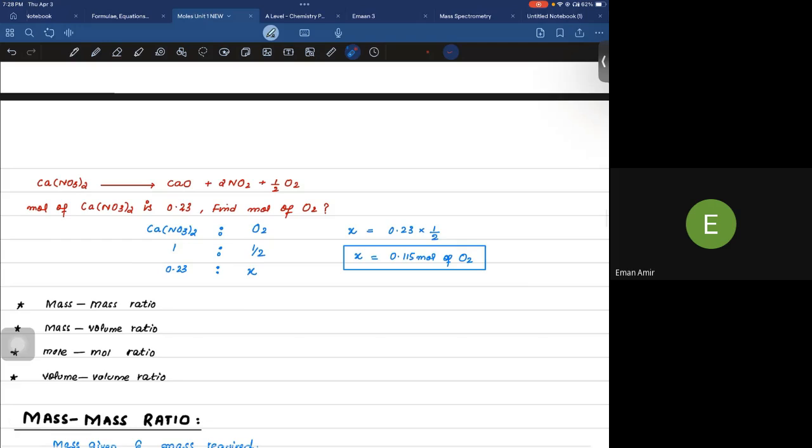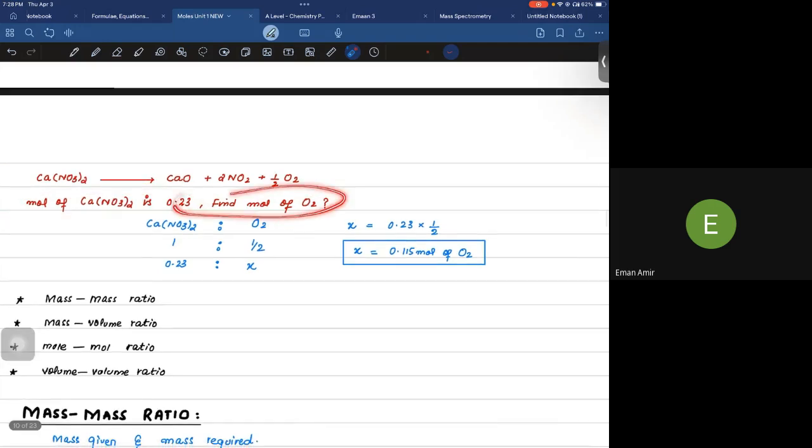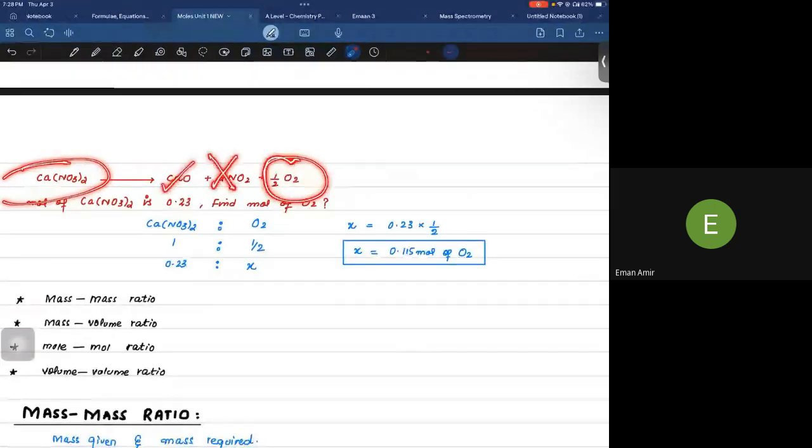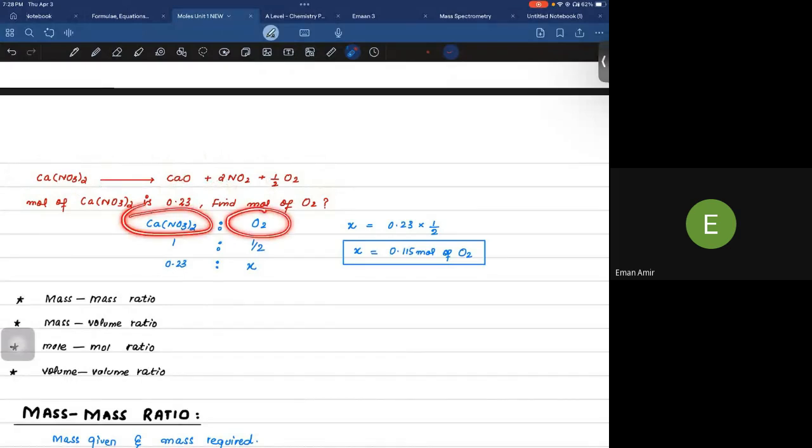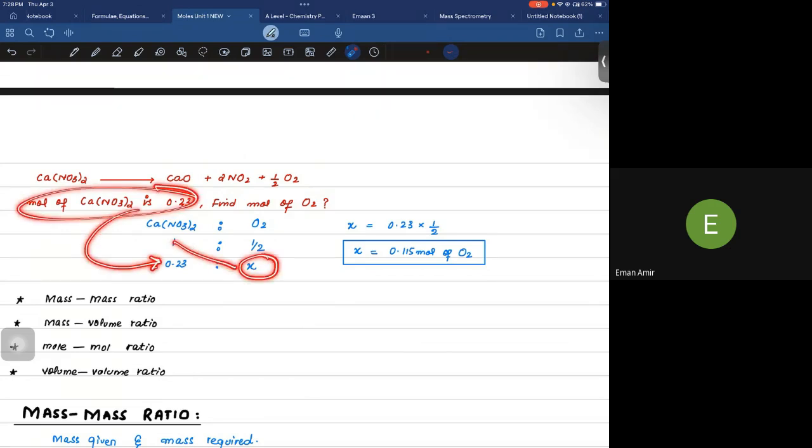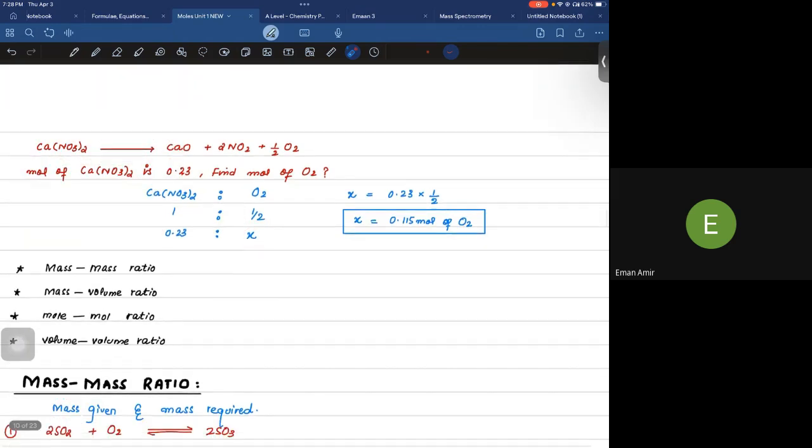Now you can see this equation is given to you, and I have given you the moles of calcium nitrate, and I'm asking the moles of oxygen. Of course, according to the equation, we have to consider this and this. I will not consider nitrogen dioxide and calcium oxide. The mole ratio between calcium nitrate and oxygen is 1 to 0.5. The moles of calcium nitrate is given to you, and this would be X. You have to cross multiply this, and then you will get the moles of oxygen. Okay, simple.